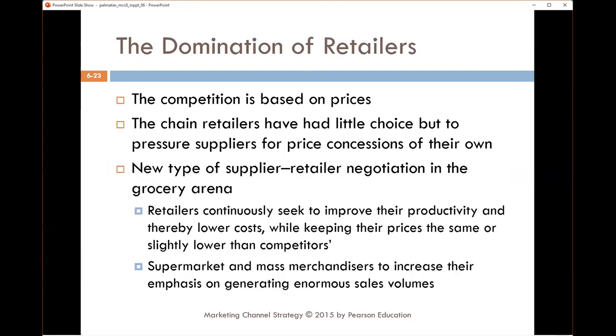Well, the first thing to realize is competition based on the prices that you sell. Shopping items encourage shopping, which means that competitors invariably fought against each other. And you have both intra-brand competition, which is competition between stores of the same brand. Then you have inter-brand competition, or competition between two different brands in the same store.